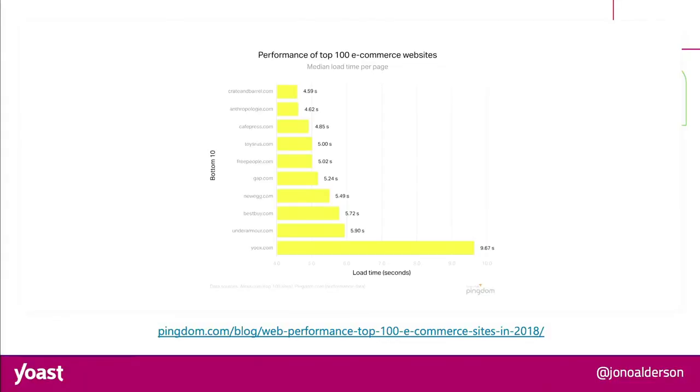Here we can see the lowest 10, the slowest 10 in their set. You will recognize some of these brands like Under Armour, Gap, Best Buy, and so forth. Okay, pause. This is from 2018, so it's a little bit outdated, but that's fine. We can test these sites now and see how they're doing and maybe see some change over time.